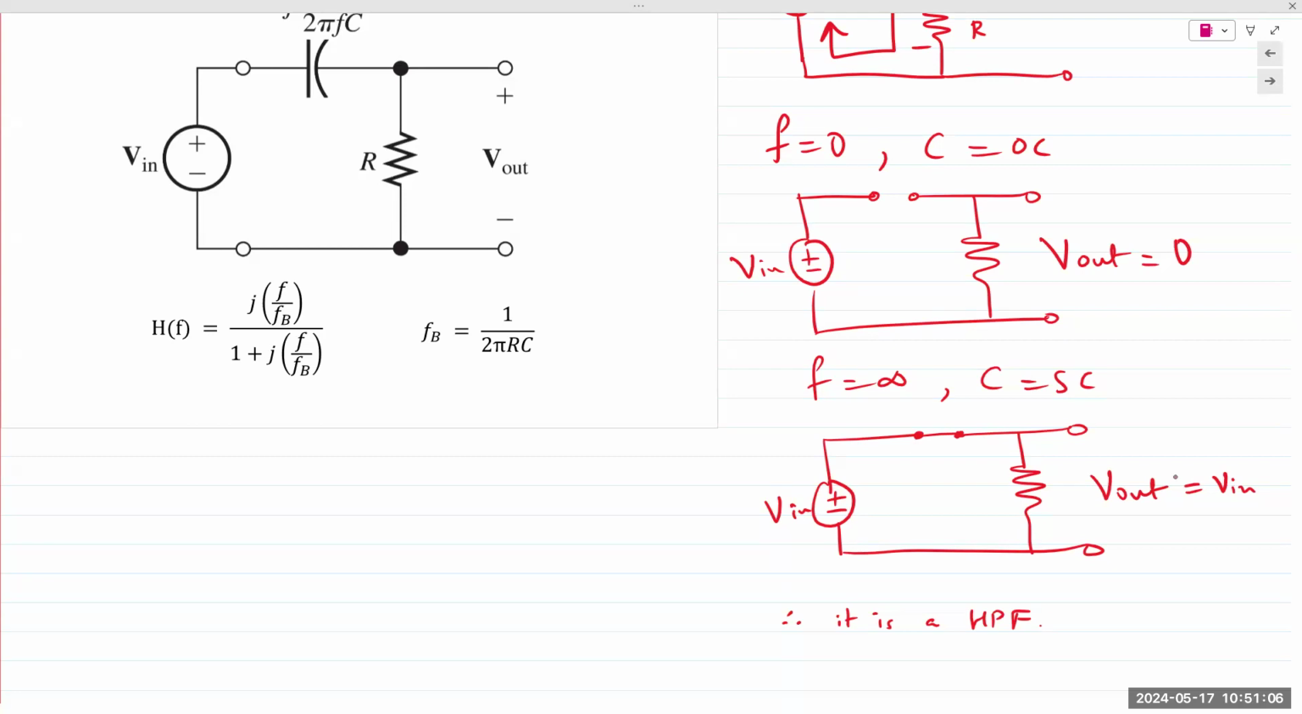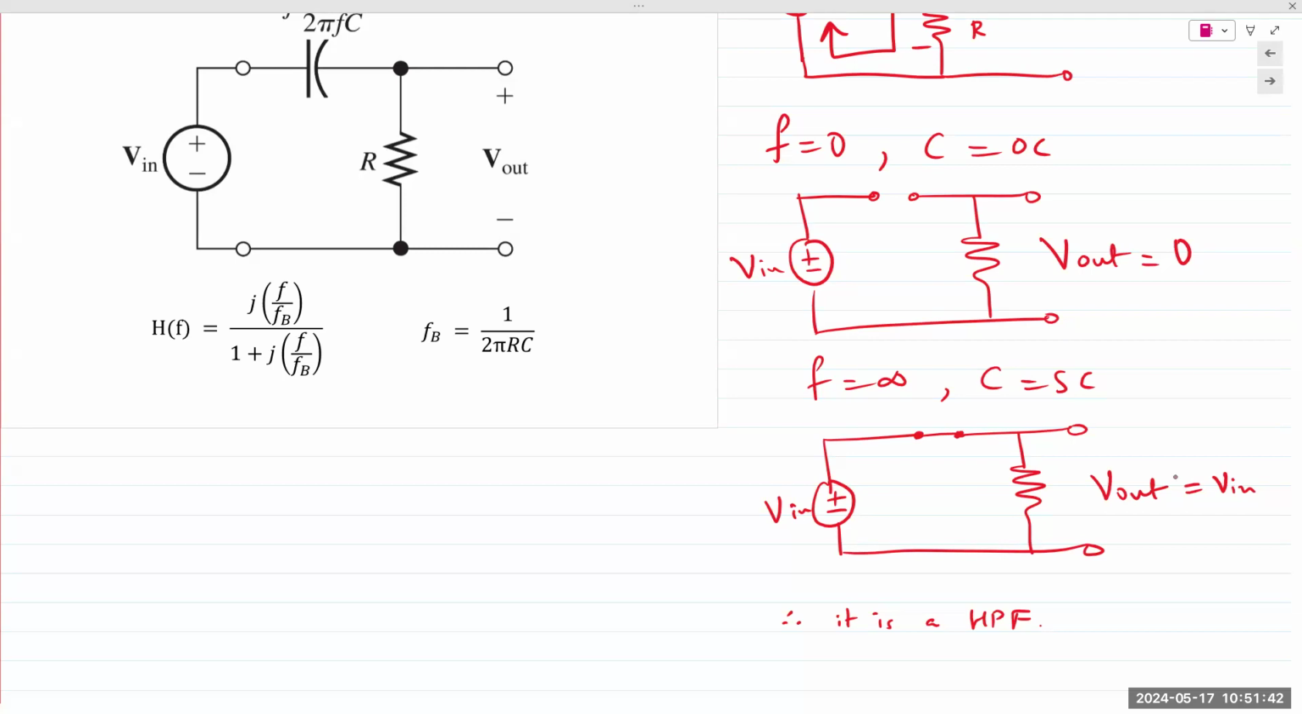The important point is it is still exactly the same circuit. We have not changed anything about the circuit. The only thing that is changed is where we are taking the output. So the same circuit functions as both a high pass as well as a low pass filter, depending on where you take the output from.